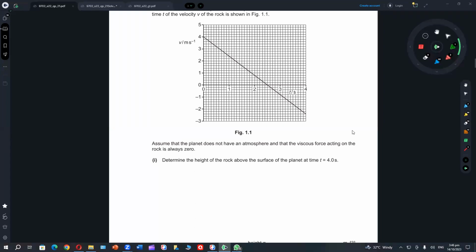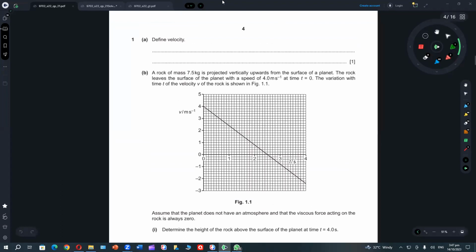So read the graph and see what is the case. It's a velocity time graph. If a velocity time graph is given, the height or distance will be found by the area under the graph.